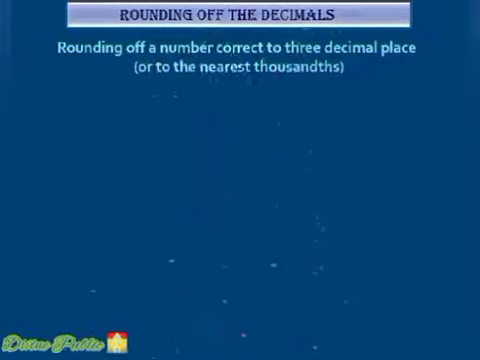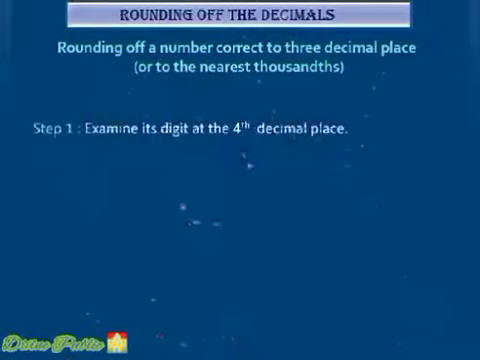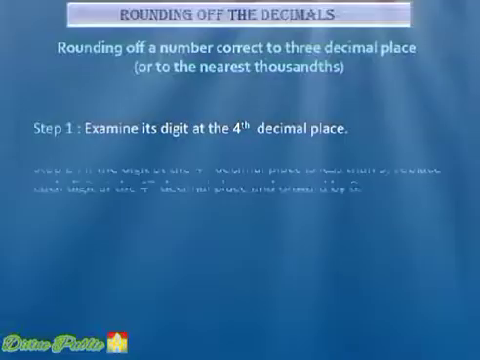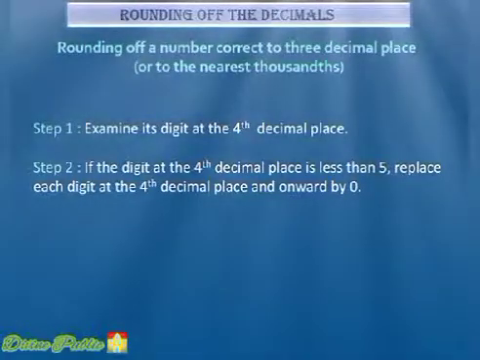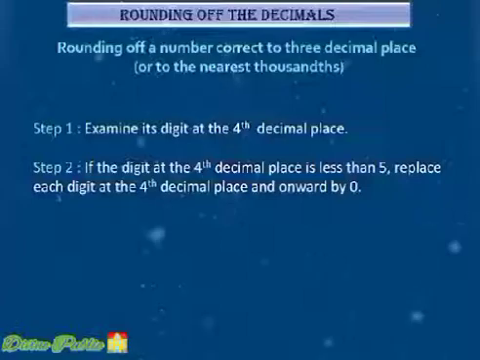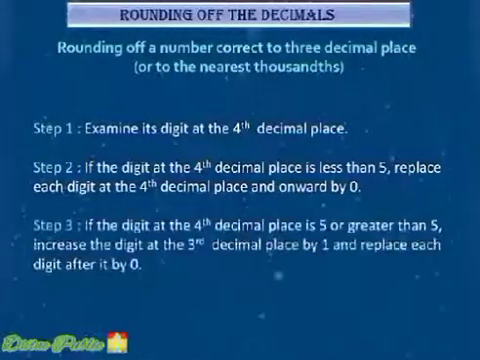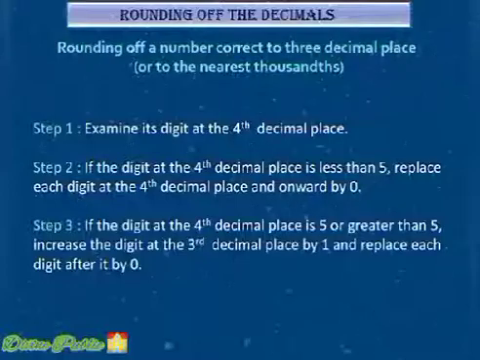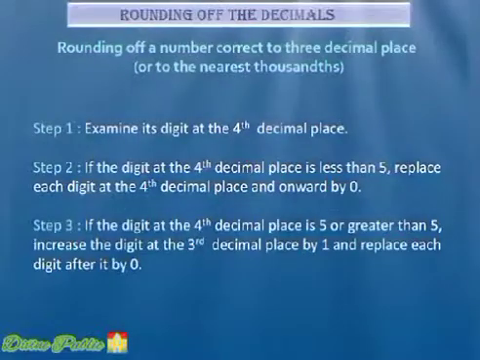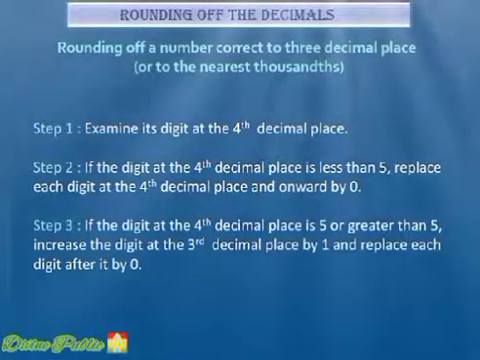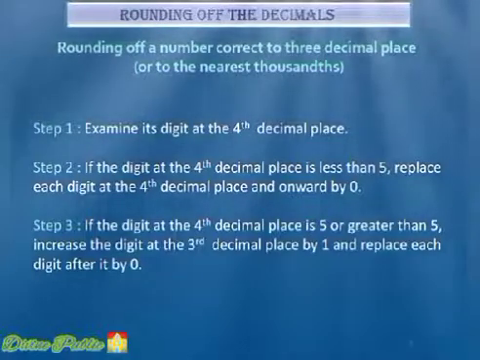Rounding of a number correct to 3 decimal places or to the nearest thousandths. Step 1. Examine its digit at the fourth decimal place. Step 2. If the digit at the fourth decimal place is less than 5, then replace each digit at the fourth decimal place and onwards by 0. Step 3. If the digit at the fourth decimal place is 5 or greater than 5, then increase the digit at the third decimal place by 1 and replace each digit after it by 0.